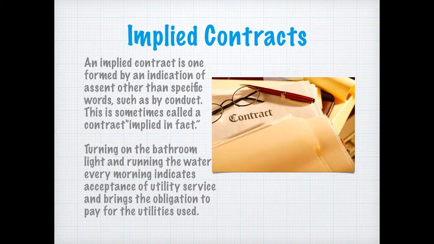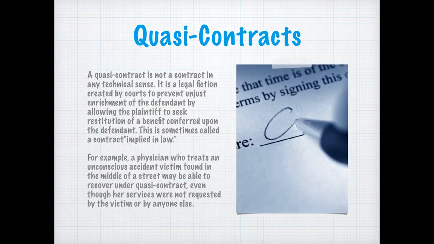You have nothing to do with these people. But by using the electric and by using the water, everybody knows that you need to pay for that in some way, whether it's through your rent or directly to the utility company. It is implied that when you use something that is available to you, you are going to have to pay for that. So that's a really good example of how implied contracts work.